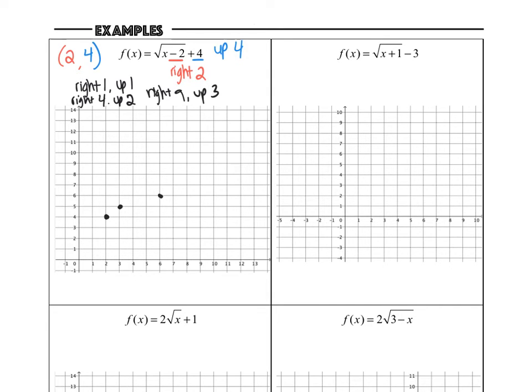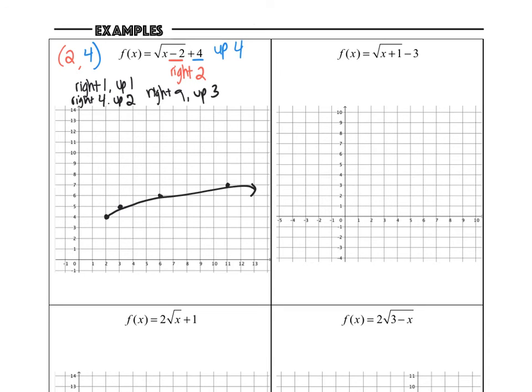And then again, starting back from my starting point, I'm going to go right 1, 2, 3, 4, 5, 6, 7, 8, 9, and up 1, 2, 3, and plot that point. And then you can connect your graph to look like a square root function. Okay? So let's try it again because I know that that was a lot of different things at once.